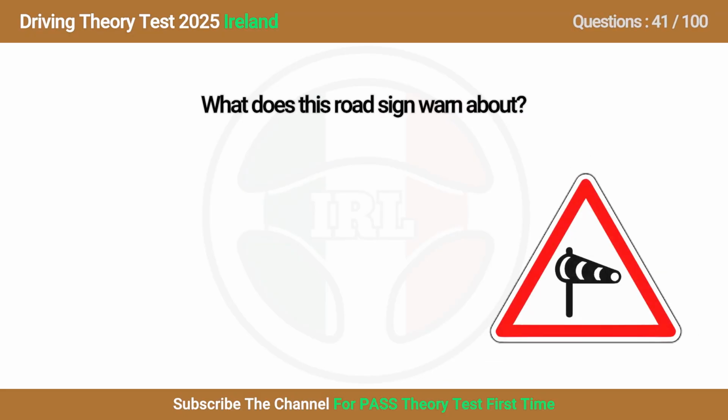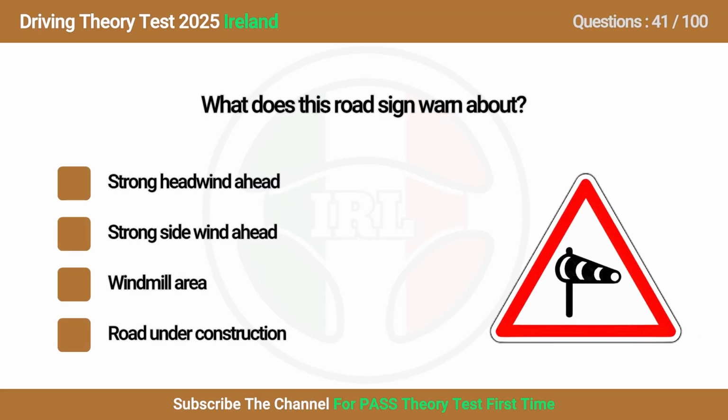Question 41. What does this road sign warn about? A. Strong headwind ahead. B. Strong side wind ahead. C. Windmill area. D. Road under construction.